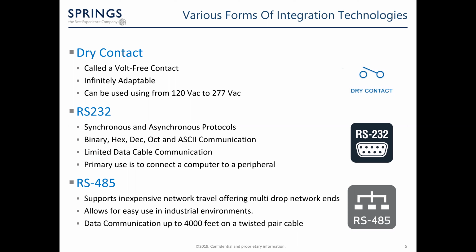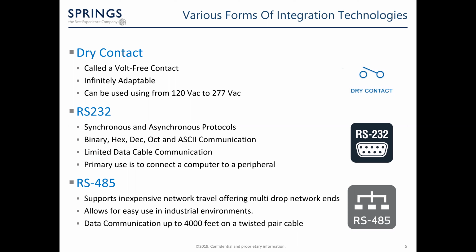Another key feature about dry contact technology is that because you define what the open and closed conditions mean, dry contacts are infinitely adaptable. Basically, because you can adjust a circuit from one state to another, from open to closed, it allows you to use the technology in so many different avenues. The last key feature I'd like you to know is that dry contact can be powered from any voltage from 120 VAC to 277 VAC.